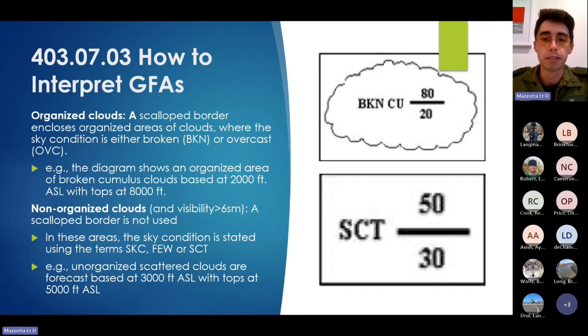If you have multiple layers of clouds, they will have the bases and tops indicated as well. And the amount of cloud for each layer is based on the amount at that cloud level and not the total amount. SKC is sky clear and SCT is scattered. I'll write that in the chat for you.